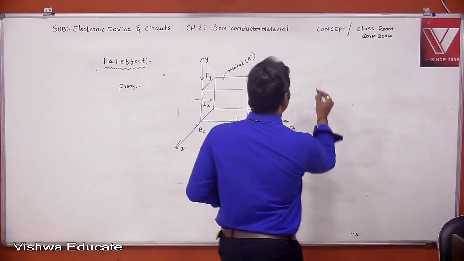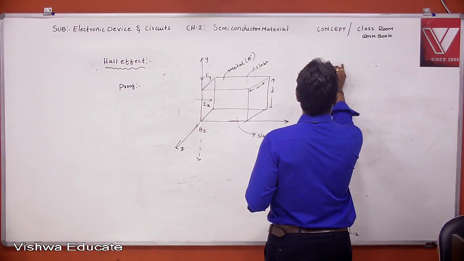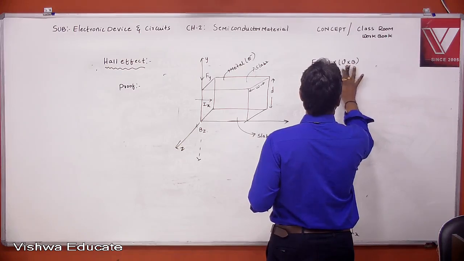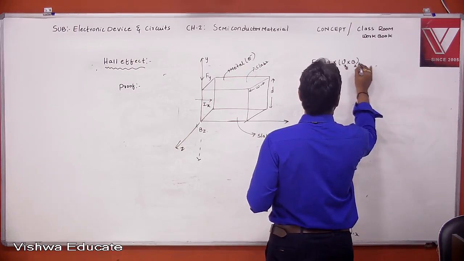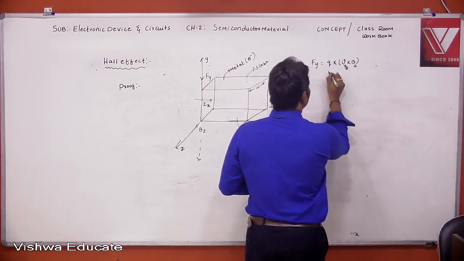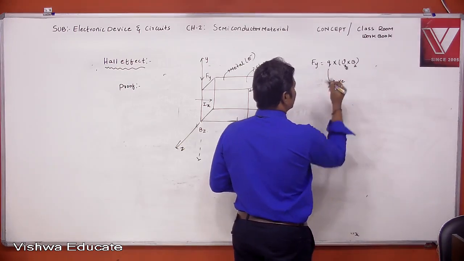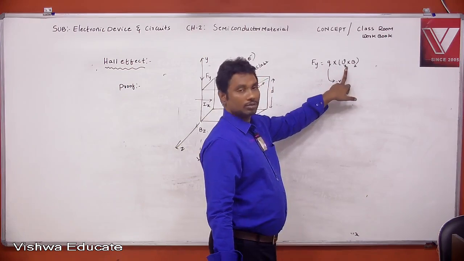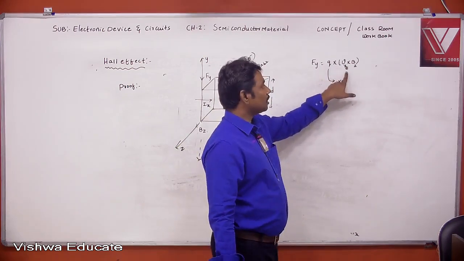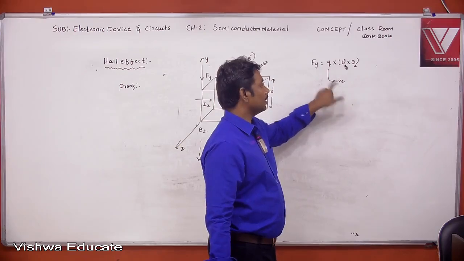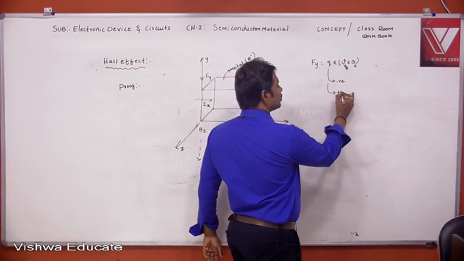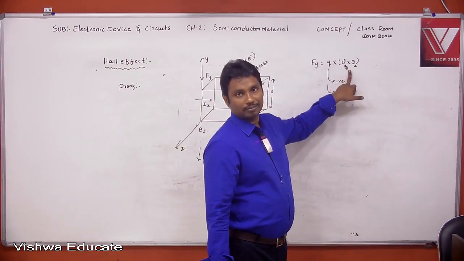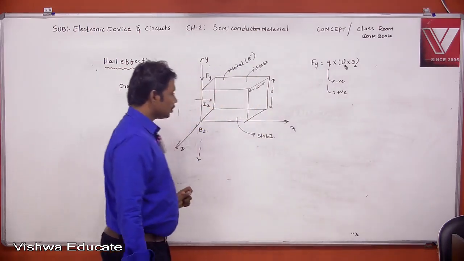It is given by Fy equal to Q, V cross B, right? Here the velocity is in x direction, the magnetic field in z direction. When the charge is negative, the Lorentz force acts oppositely to the V cross B. Means the direction of the Lorentz force and the direction of V cross B are opposite when the charge is negative. Similarly, when the charge is positive, the Lorentz force and V cross B are in the same direction. Right? Write down this point up to this.